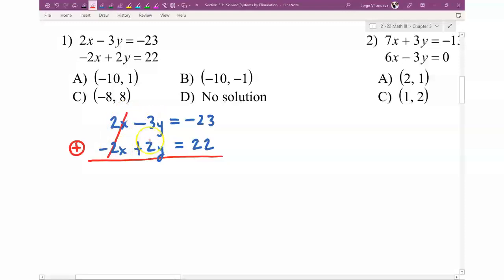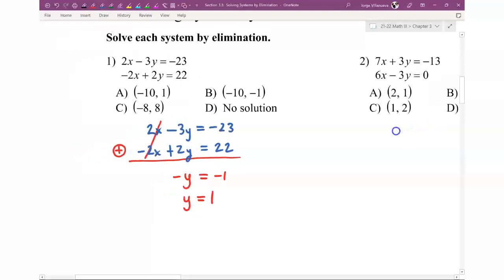Negative 3y plus 2y, what is that? Negative 1y, I'm just going to put negative y. And then negative 23 plus 22, what is that? Negative 1. So what's y equal to? y equals 1. All right.